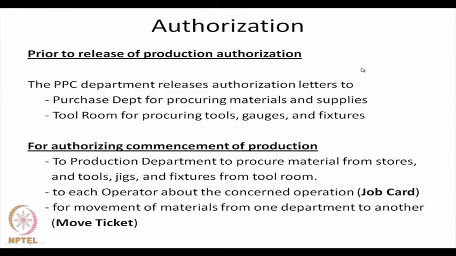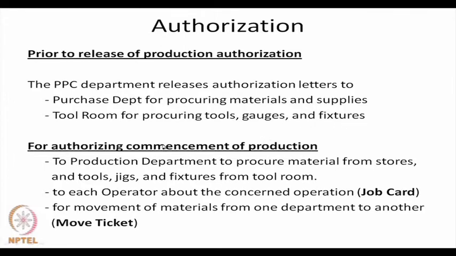Now, we take up the next function of production planning and control, authorization. Authorization means that various departments must be authorized to carry out their activities. The production planning department has to release production authorization. The PPC department releases authorization letters to the purchase department for procuring materials and supplies. It also releases authorization letters to the tool room for procuring appropriate tools, gauges and fixtures.